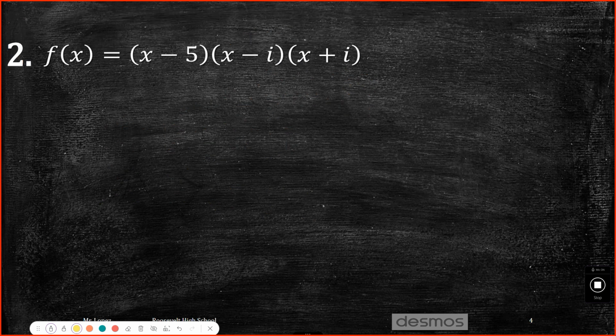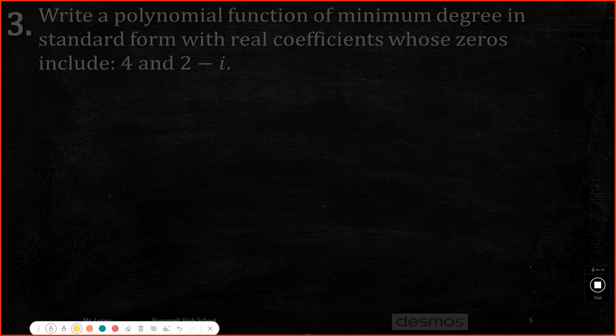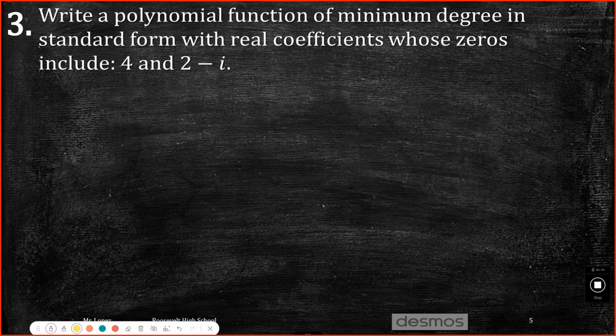Oops, it didn't have any answer. All right. I went too fast? I don't know. All right, let's move on because we've got to finish this already. Problem number 3, last problem. Write a polynomial function of minimum degree in standard form with real coefficients whose zeros include 4 and 2i, 2 minus i.